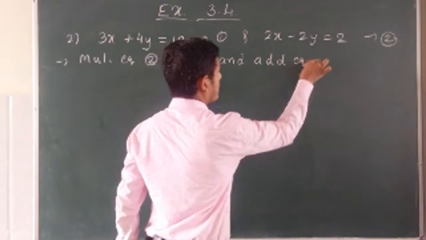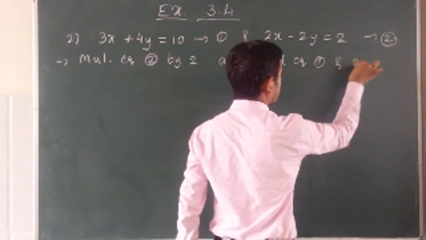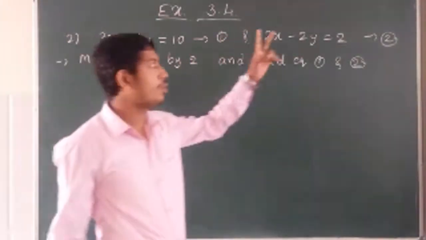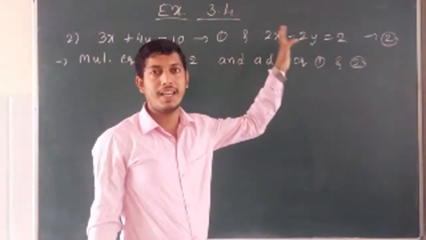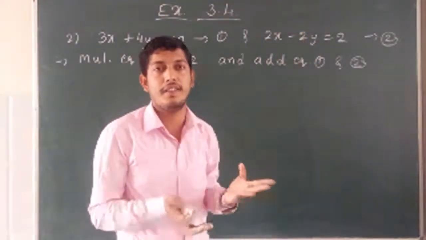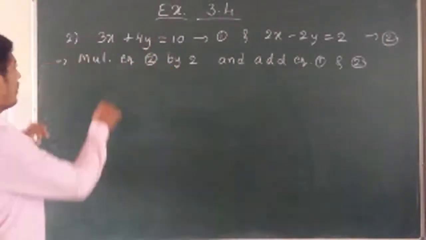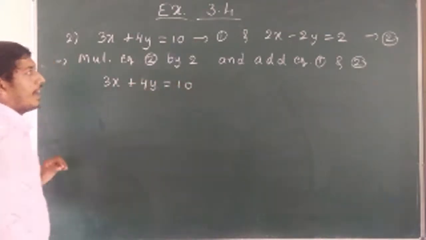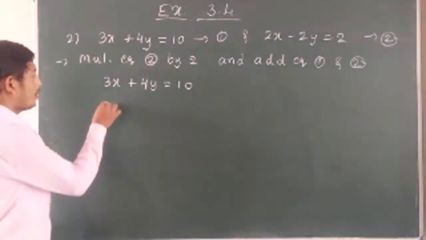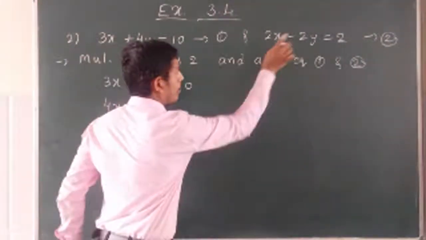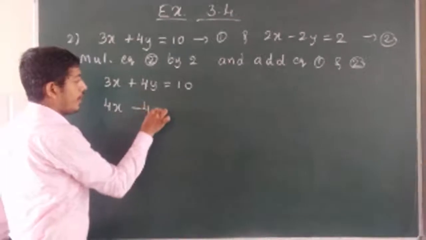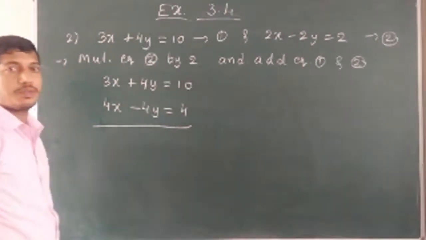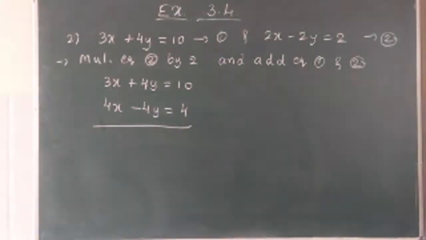And add equation 1. So what we have to do? We have to multiply 2 to the second equation and we have to add the first and second equation. I will write the first equation, that is 3x plus 4y equals 10. And after multiplication, equation 2 becomes 2 twos are 4x, then minus 2 twos are 4y equals 2 twos are 4. Now we have to add these two equations. Comment what will be the answer.